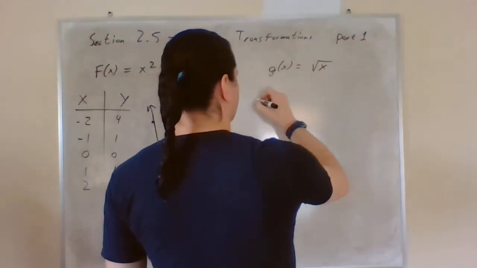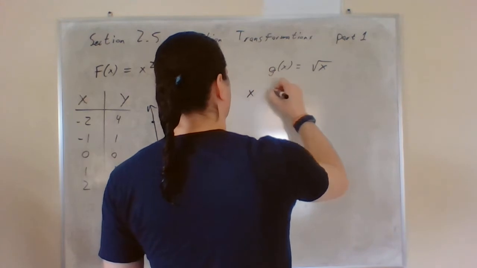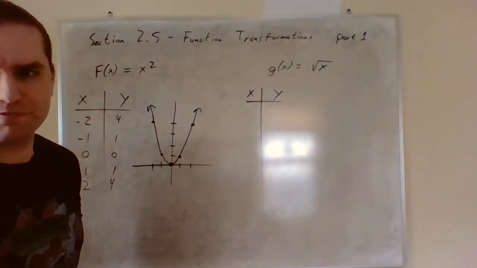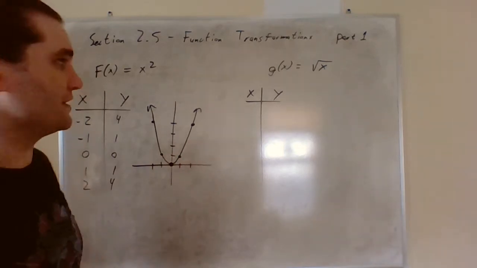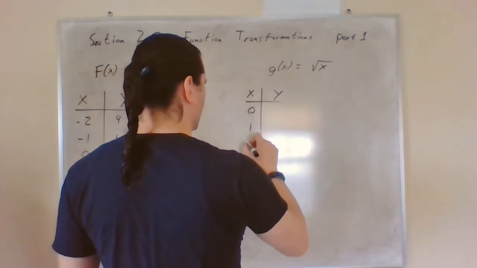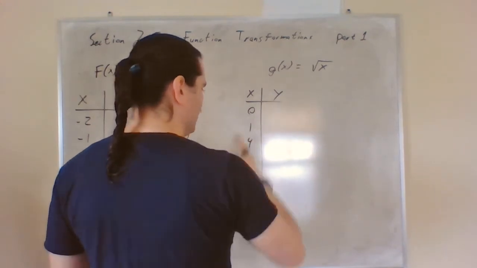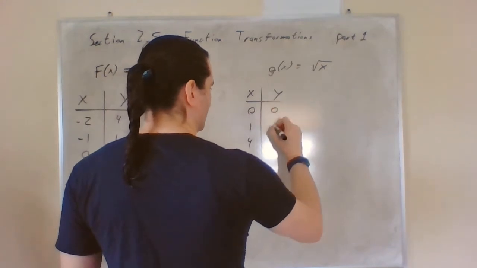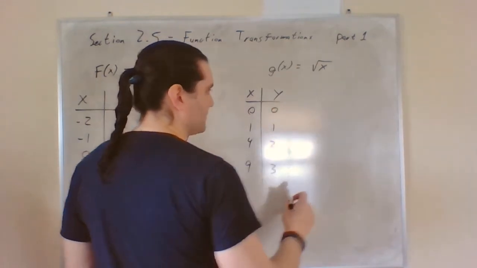If I want to make a table for g of x, you have to choose your x values much more carefully. You want to choose x values that have nice, easy, reasonable square roots. So 0, 1, 4, and 9 are the 4 that I want to use. The square roots of these are 0, 1, 2, and 3.